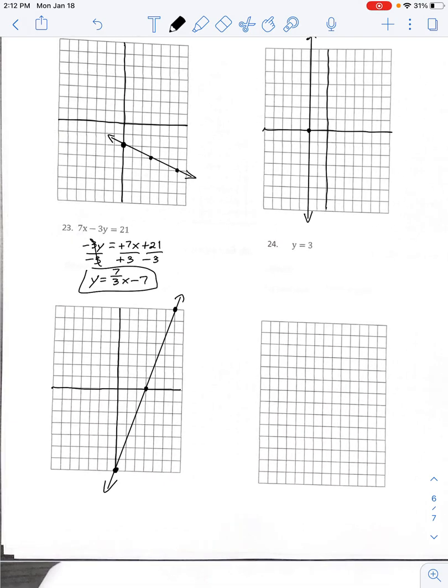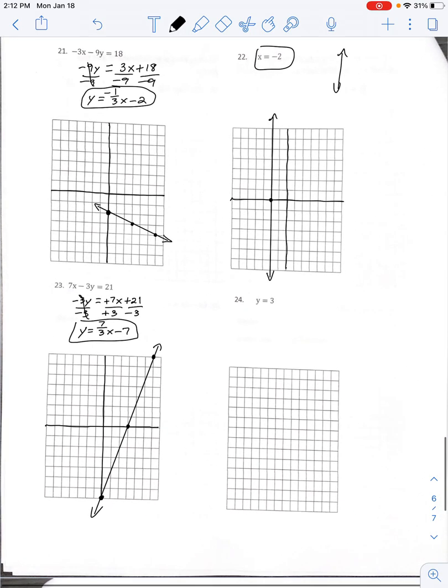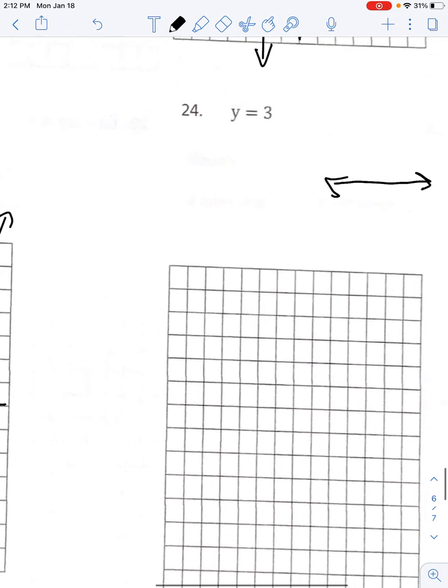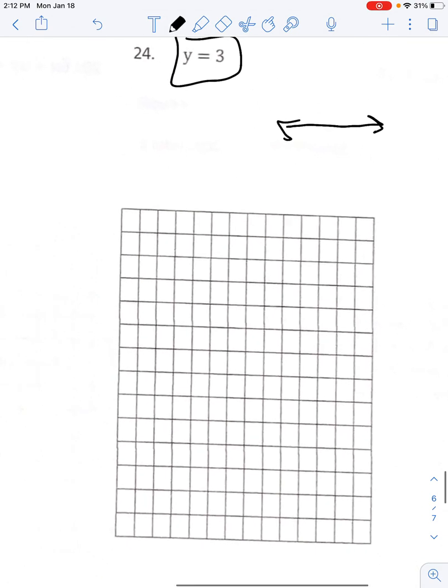And then number 24 is very similar to number 22. So this is y equals 3. Any y equals is going to be a horizontal line. This actually is your equation, so there really is no other answer for that.